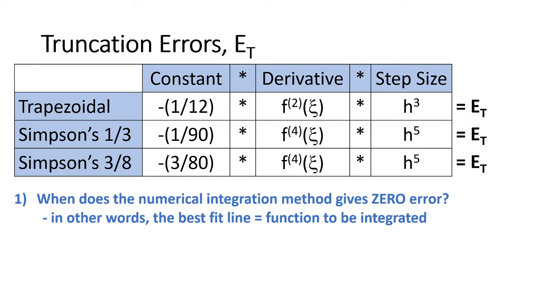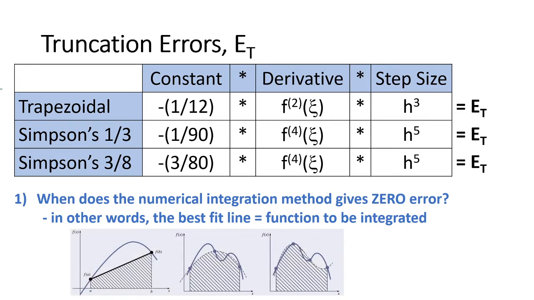First, we are going to look at this question: when does the numerical integration method give zero error? That means when the truncation error is equal to zero. If the error is zero, in other words, the best fit line that we use to approximate the function to be integrated should be equal to it.